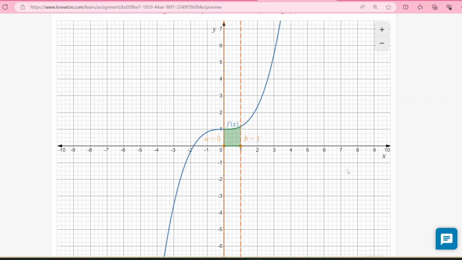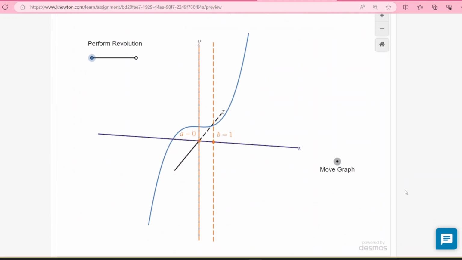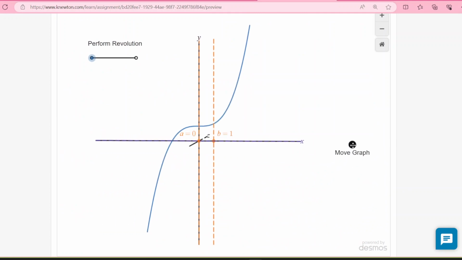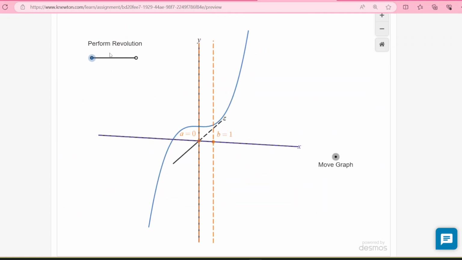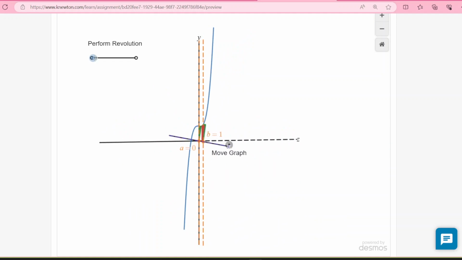So this is what's happening. All right, so this is that region I was talking about. This is the region I had drawn on my page. And then what they do down here in the answer explanation is, you can look at this and see what happens when I perform the revolution, right? The rotation. We're going to rotate this around the x-axis. Look at what happens. I take this region and rotate it around the x-axis, and it sweeps out this 3D shape.